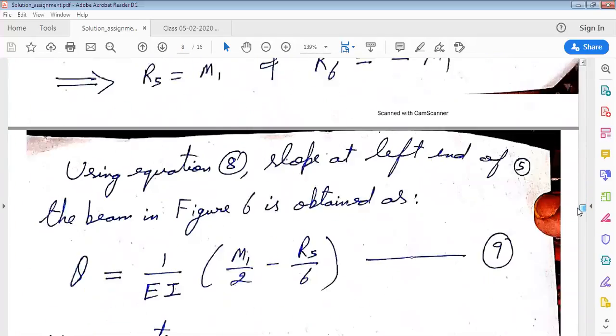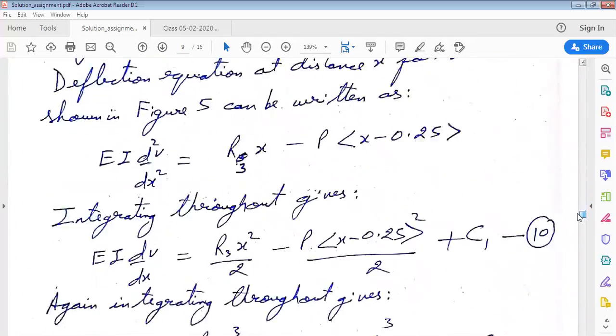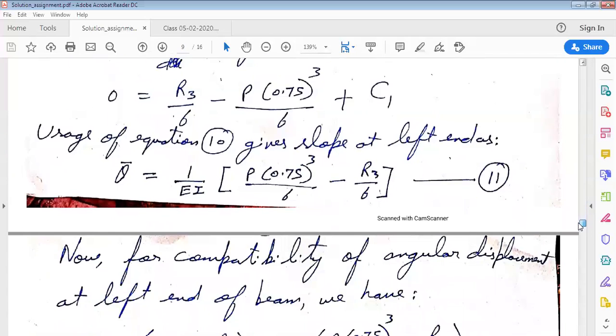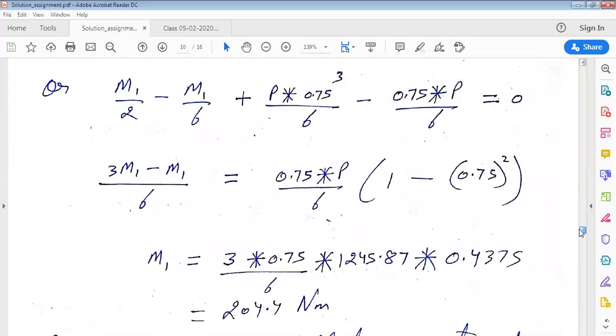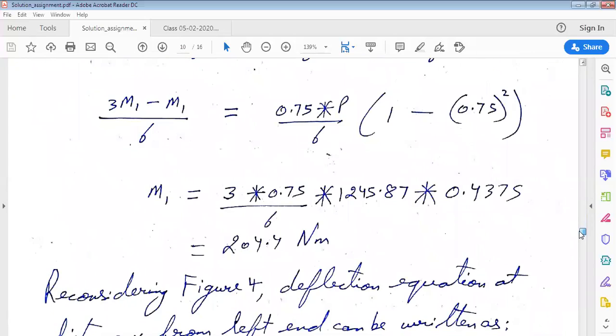So we get this expression: 1 by EI bracket start M1 by 2 minus R5 by 6 bracket close plus 1 by EI bracket start P into 0.75 raised to power 3 divided by 6 minus R3 by 6 bracket close equal to 0. And from here we can find out the value of M1 as 204.4 Newton meter.